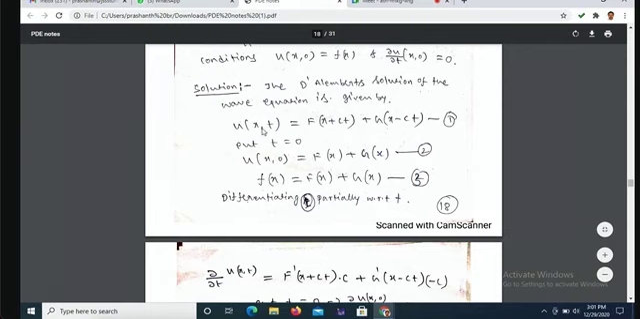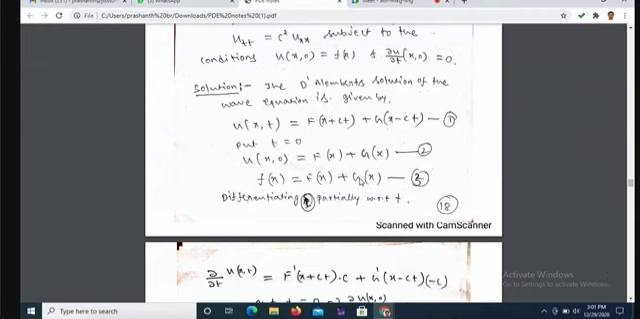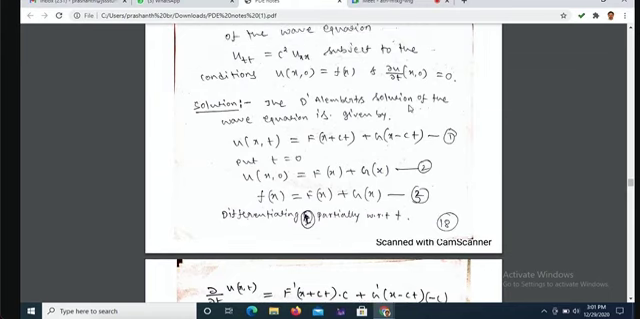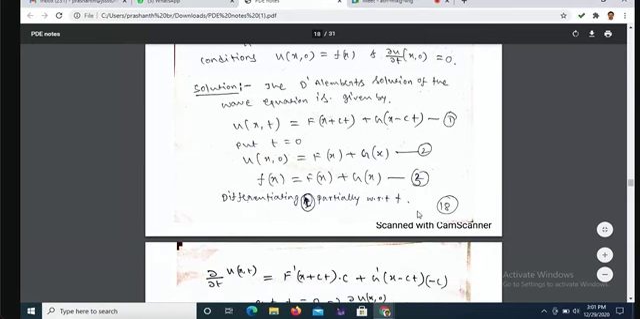Here u of x comma 0 is what? f of x plus g of x you got. Similarly, I can say f of x is equal to f of x plus g of x, you can call it equation 3. See why I have taken this: in the place of u of x comma 0, what you have to substitute is f of x. So that's what I have taken. It is equation 3. Now again, you differentiate equation 1, this one.